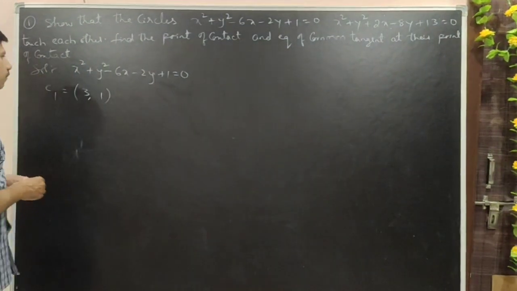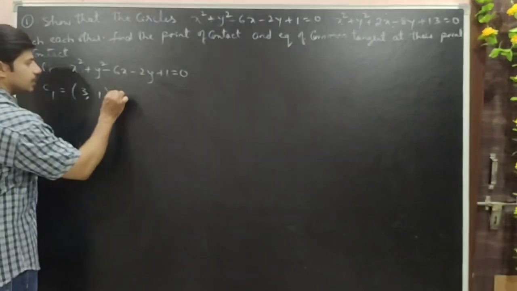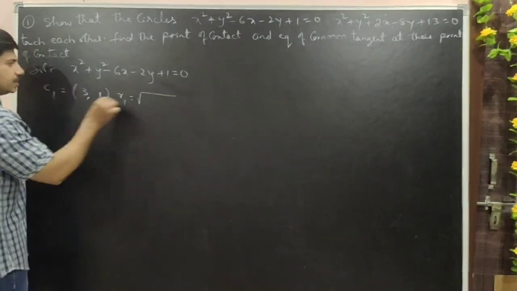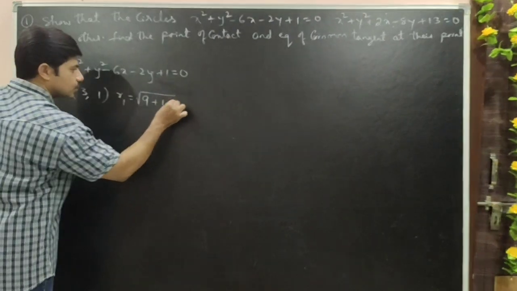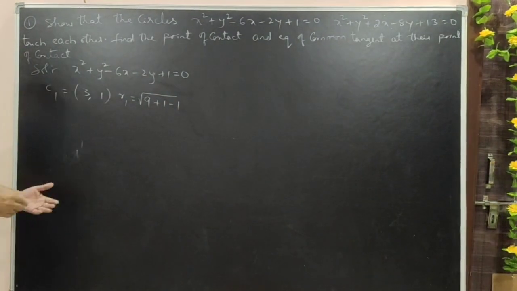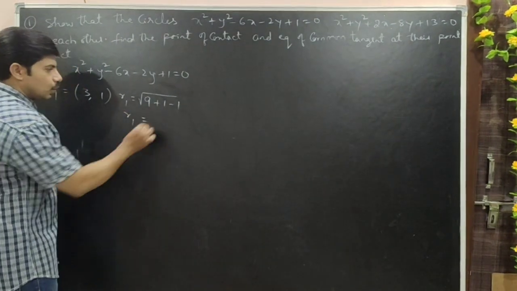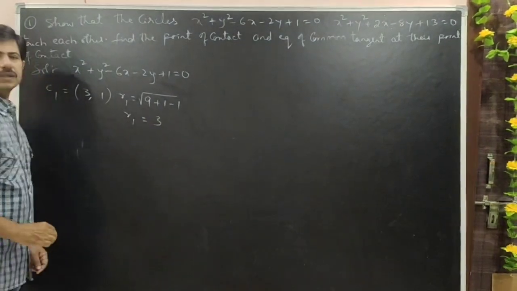Then after that we'll find out the radius. R1 of the first circle is the square root of g² + f² − c. So what is R1 we are getting? R1 is nothing but the square root of 9, that is 3.